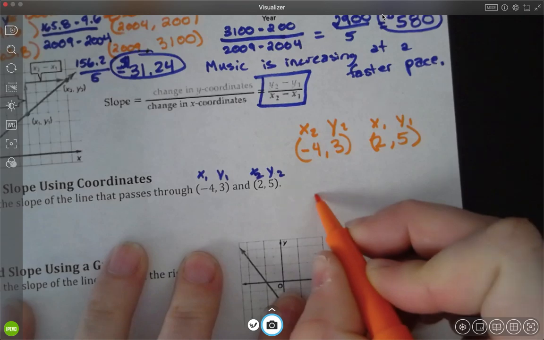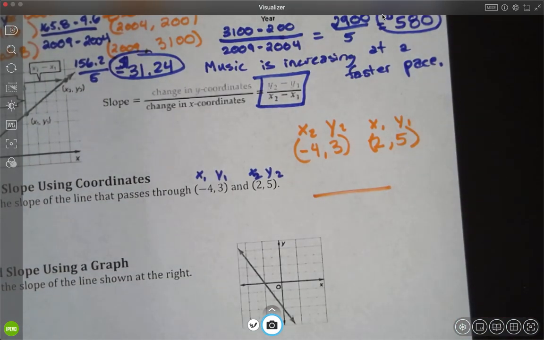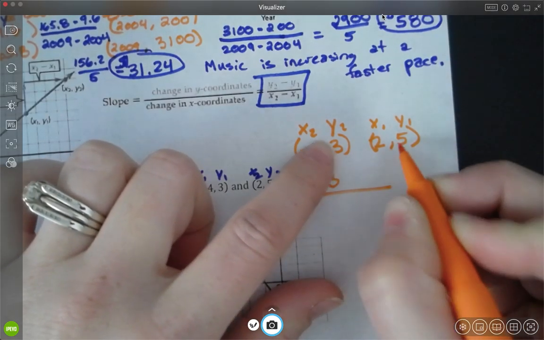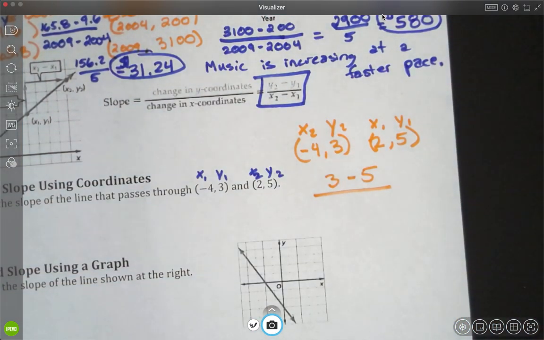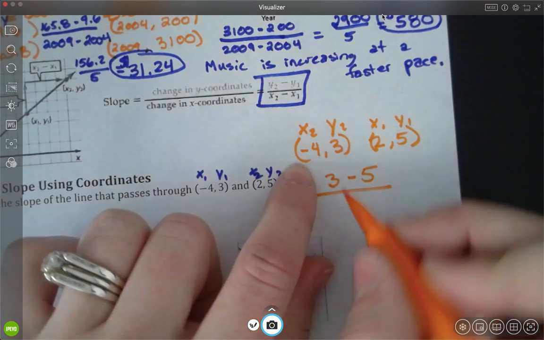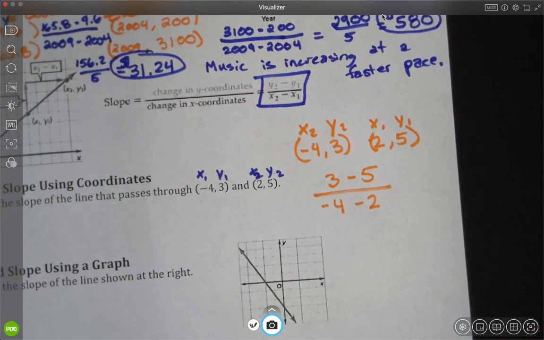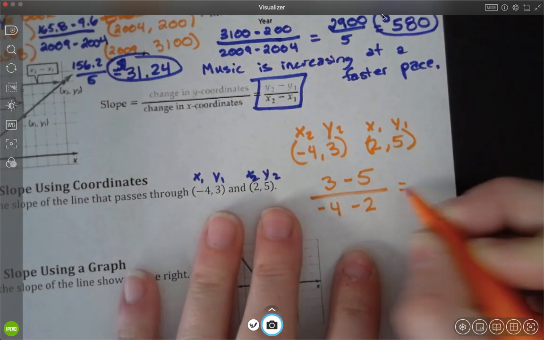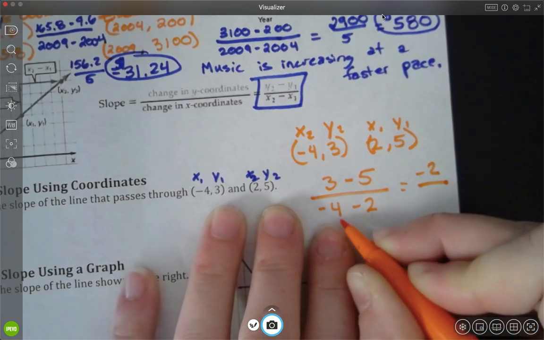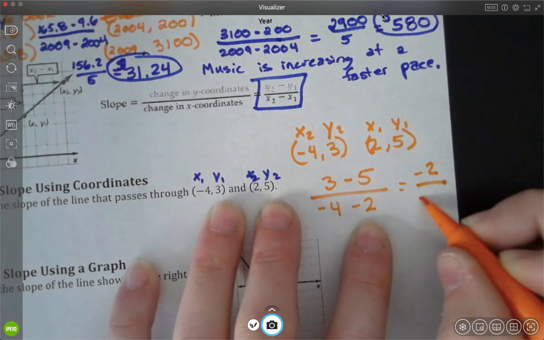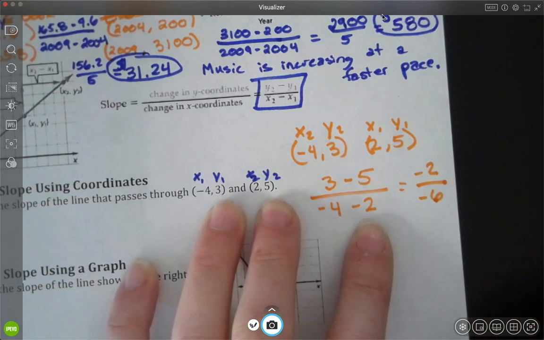If I do it in this order, my second y coordinate is 3 and my first y coordinate is 5, so 3 minus 5. On the bottom, I would do negative 4 minus 2, x2 minus x1. So 3 minus 5 is negative 2. On the bottom, negative 4 minus 2 is negative 6. Those two should cancel out.